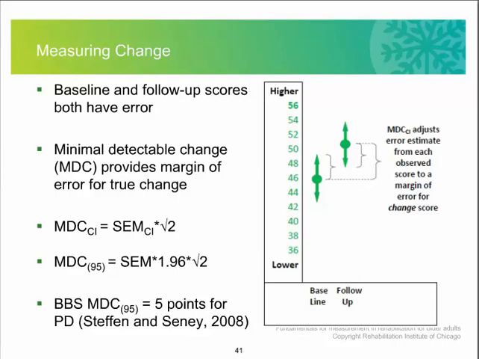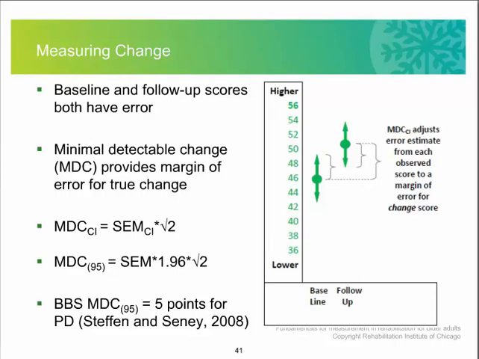When interpreting change over time, a minimal detectable change index, or MDC, provides an estimate of the error between two scores from different assessments of the same person. If you know the standard error of measurement for an instrument with a population similar to your patient, you can calculate the minimal detectable change value. This is the second equation that we will provide for you in the webinar. The MDC for a 95% confidence interval is calculated by multiplying the standard error of measurement for the 95% confidence interval by the square root of 2.